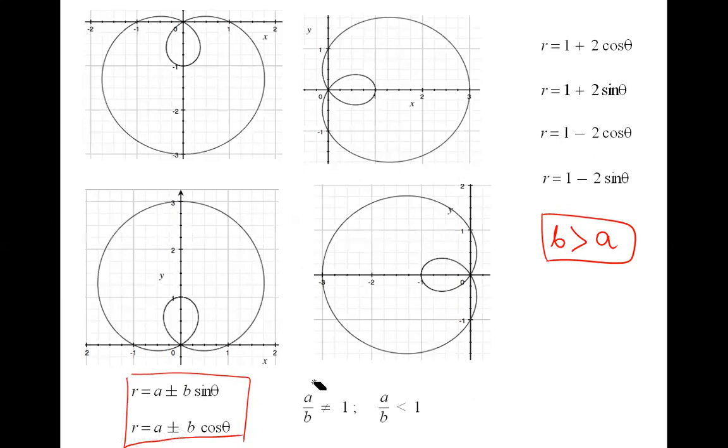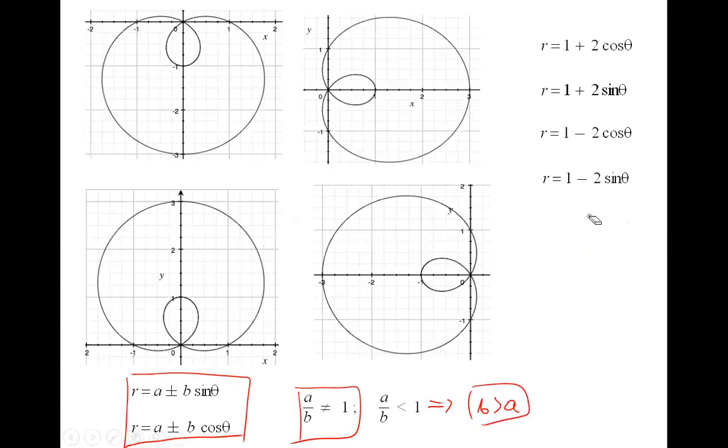That means that definitely they are not the same. We can see A over B will not be the same. And I kind of wrote it this way, but this is the same thing. B is greater than A. Okay, that means if you see this equation where B is greater than A, you have to know, okay, cardioid with the loop, or limaçon.